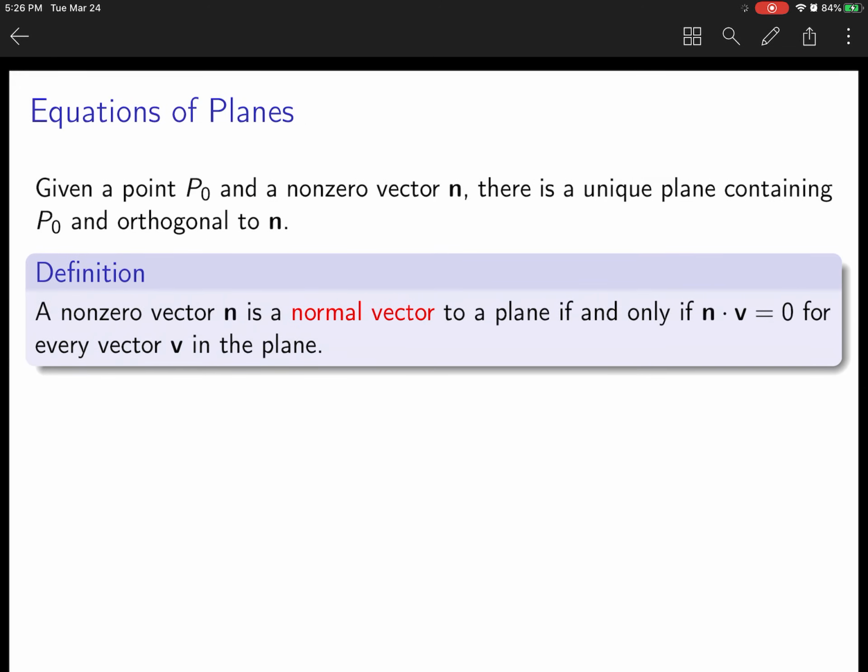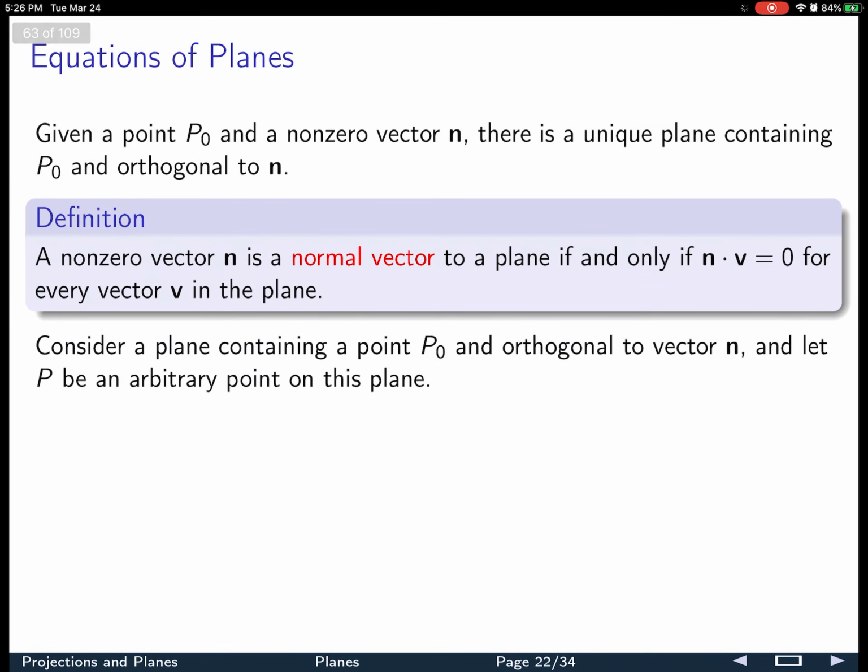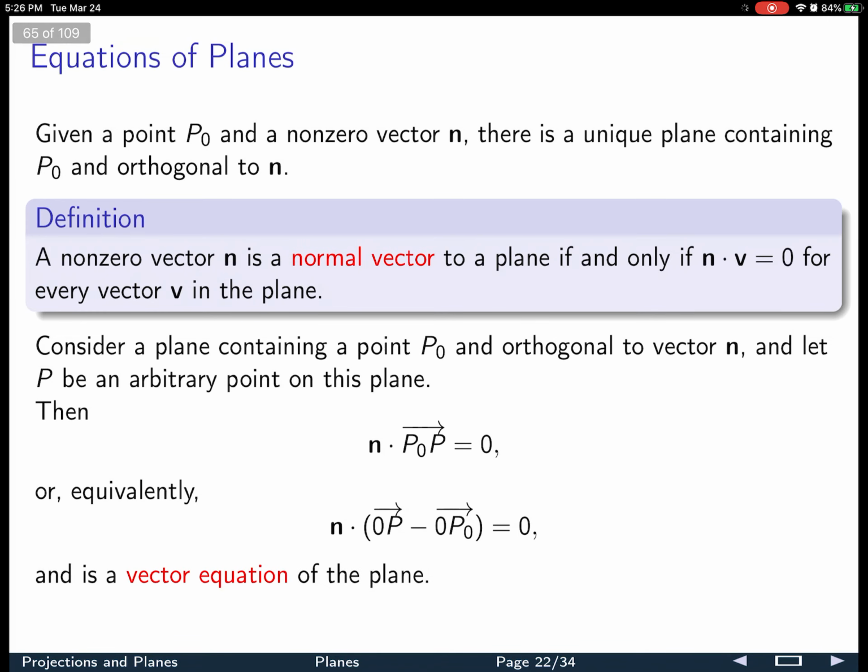All right, and here we get to talk a little bit more about planes. There is a unique plane determined by a point and a normal vector. So a normal vector is orthogonal to all of the points in the plane. So the dot product between a normal vector and any vector in the plane is 0. This is okay. It's gonna make more sense soon.